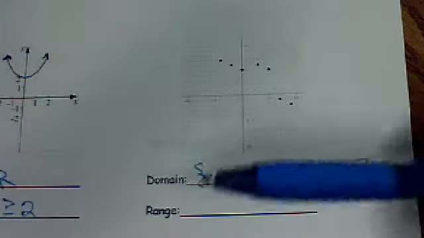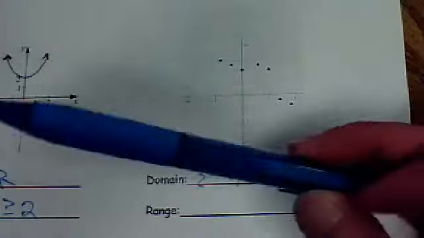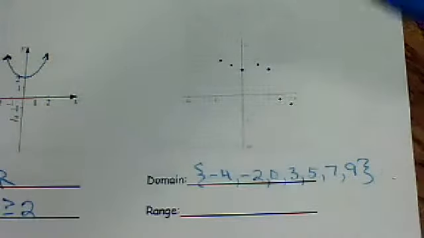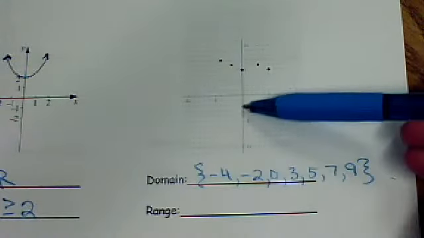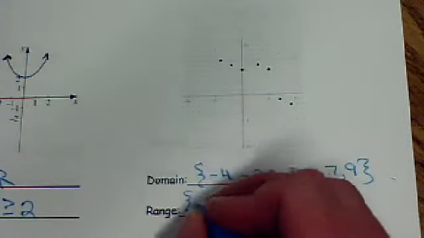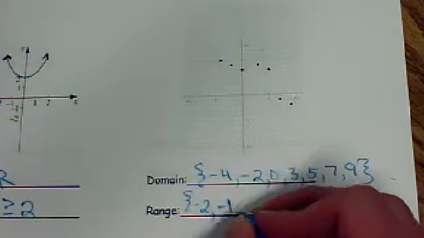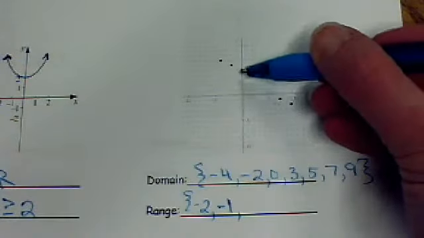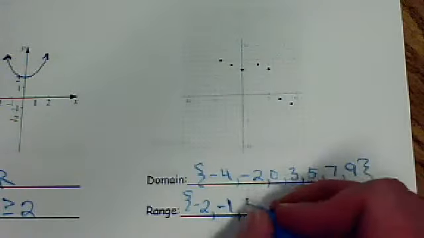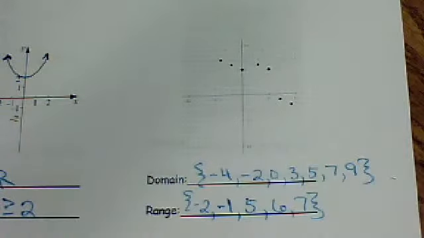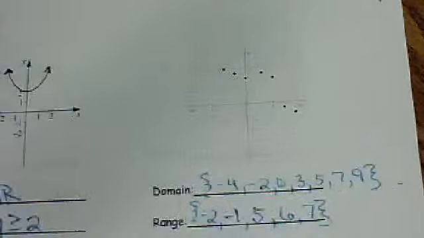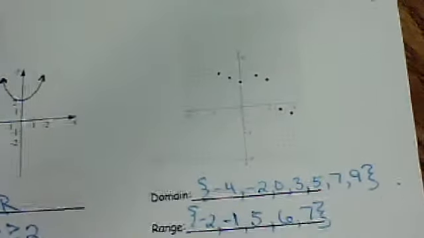For the range, my outputs, my y values, I start with the smallest one. So I'm looking and looking. Here's this first point, negative 2. It's the smallest y value. Then negative 1. Then I have this little gap up to 5. And then 6. And then 7. So those would be the outputs, the y values that are being used.